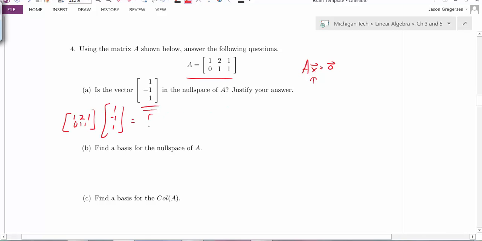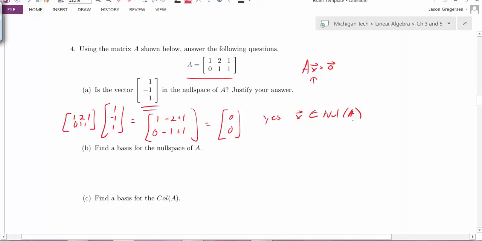So I could just take 1, 2, 1, 0, 1, 1, and multiply it by my vector. The result would be, if I multiply by the first row, I get 1, -2, 1. And then the second row, I would get 0, -1, +1. As I simplify, it looks like I get 0 and 0. So I would say yes, x is in the null space of A.